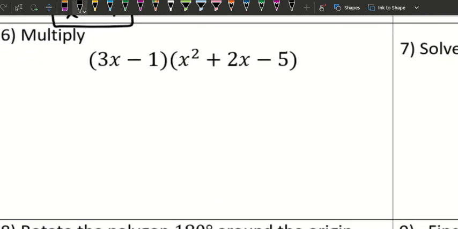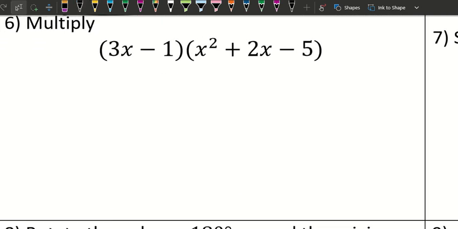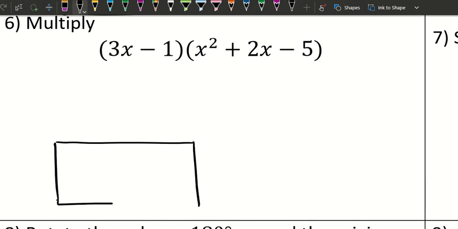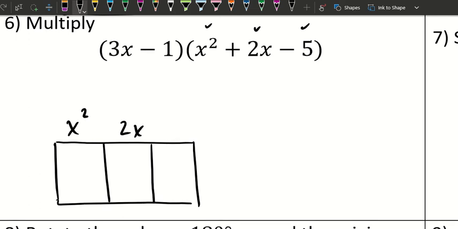Question number 6, we're asked to multiply a binomial times a trinomial. I'm going to use an area model because it helps me organize my work. My area model is going to have 3 columns because I want to model a polynomial with 1, 2, 3 terms. My 3 terms are a positive x squared, a positive 2x, and a negative 5. And I'm multiplying that by a binomial. A binomial has 2 terms, and the 2 terms are 3x, positive, and negative 1.